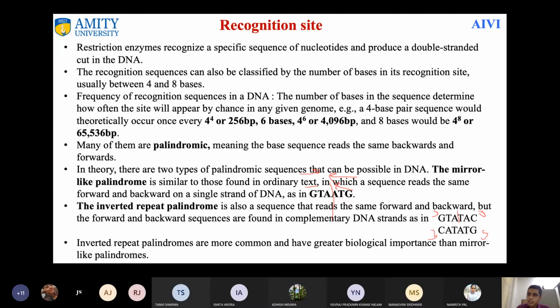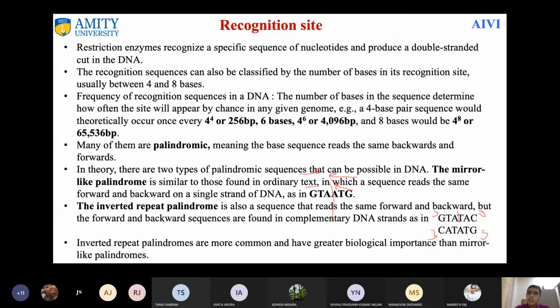Read it: GTATAC. So on the reverse complementary strand, you are reading the same sequence, GTATAC, and that you call the reverse palindrome or inverted repeat palindrome. So reverse palindrome and inverted repeat palindrome are the same thing. So there are two types of palindrome: one is the mirror palindrome and the second is the reverse palindrome. Two types of palindromic sequences may be there in the recognition site.